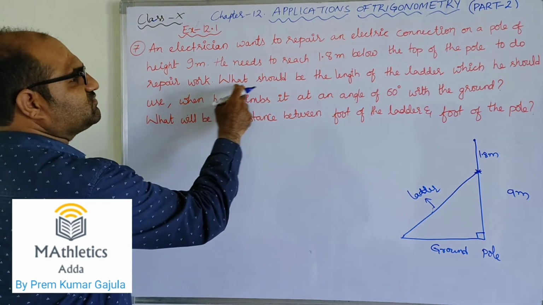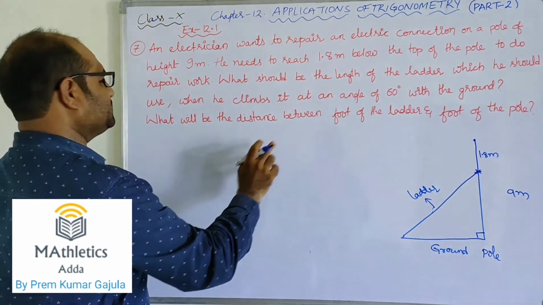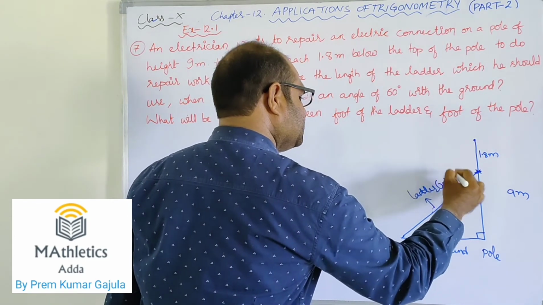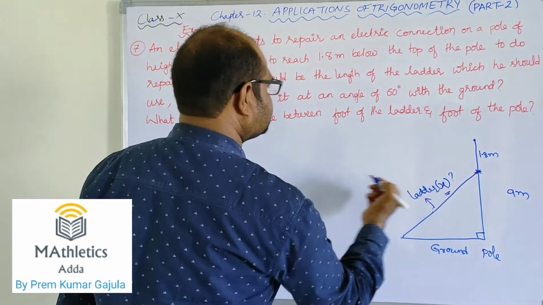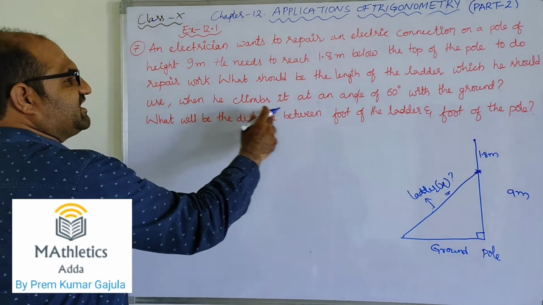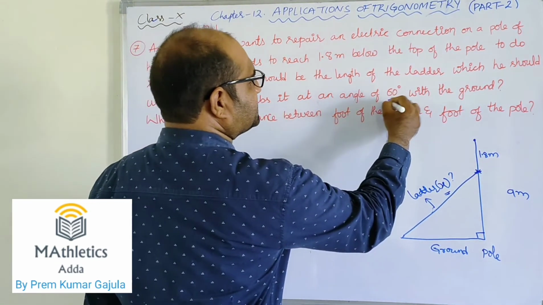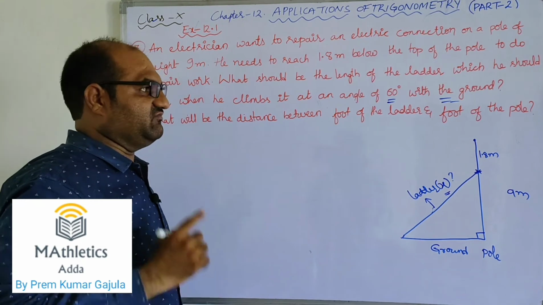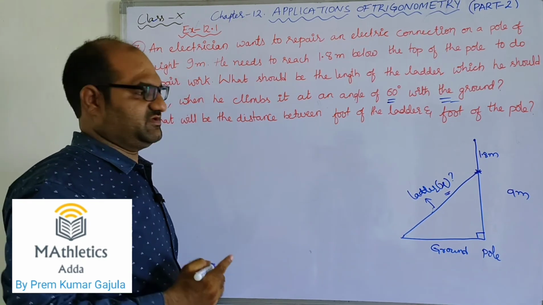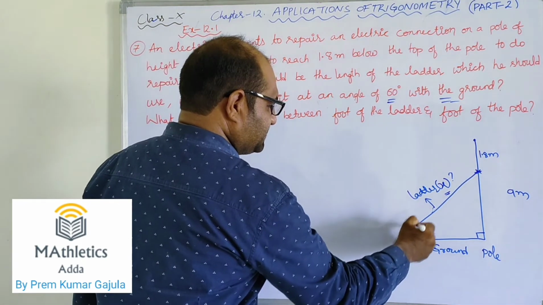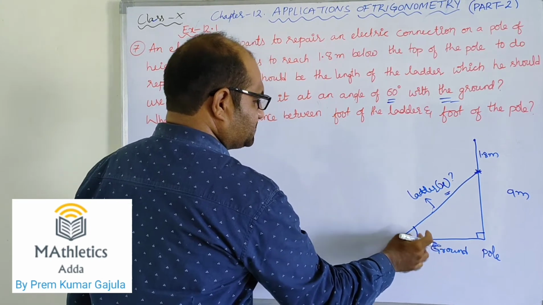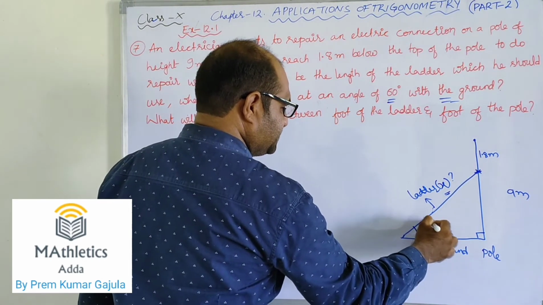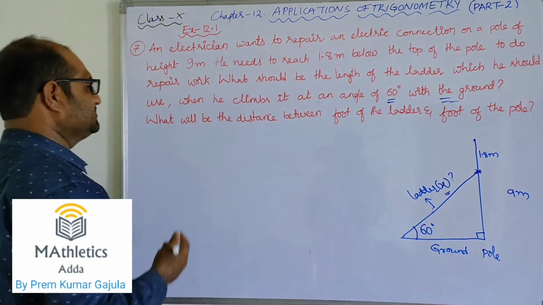So what should be the length of the ladder which he should use? So we need to find ladder length that I have taken as x. When he climbs at an angle of 60 degrees with the ground, remember dear, I already told you that with the ground is different, with the pole is different. So the ladder is making the angle with the ground, so that is why the angle is formed here. 60 degrees is given.